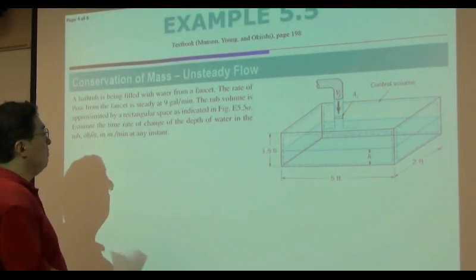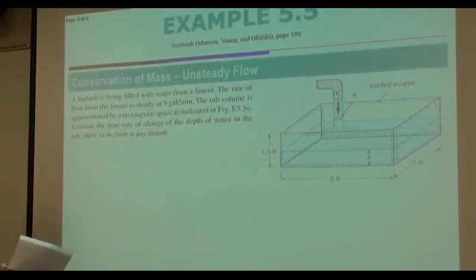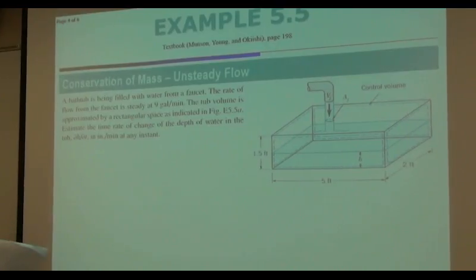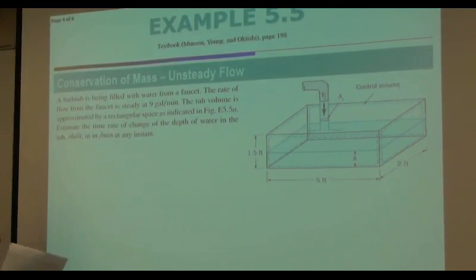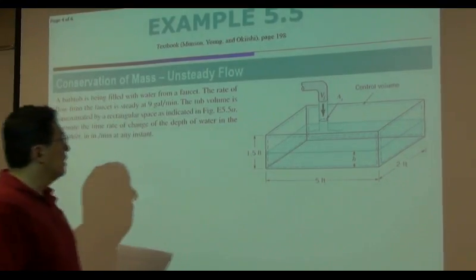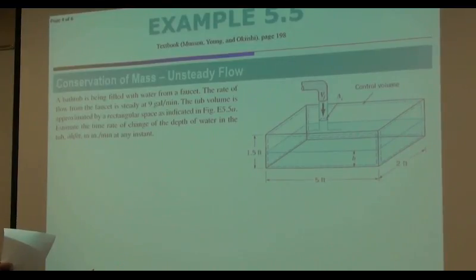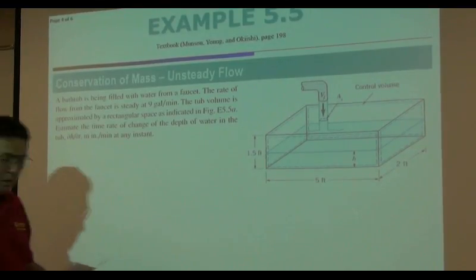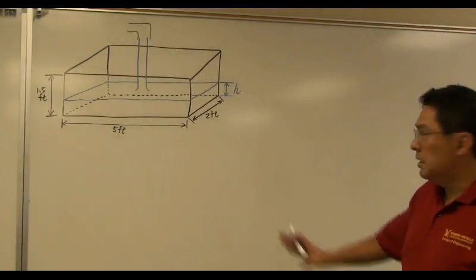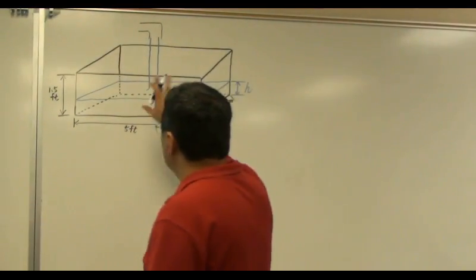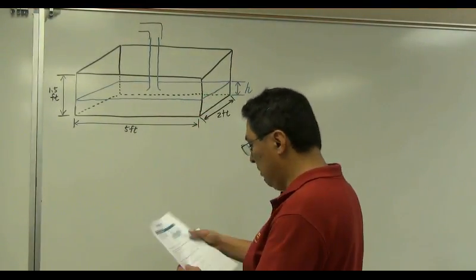Okay. The tub volume is approximated by a rectangular space. Okay. Let's estimate the time rate of change of the depth of water in the tub, which is dH/dt in inches per minute. Alright, so let's move on to this side. So this is again the same picture, bus tub, cubic volume, which is copied from the program statement.